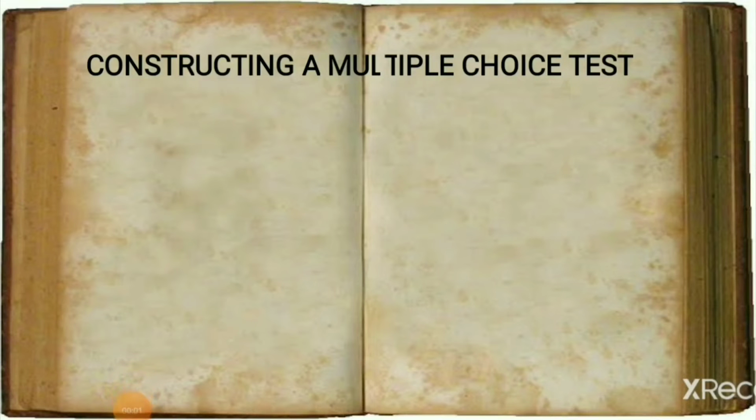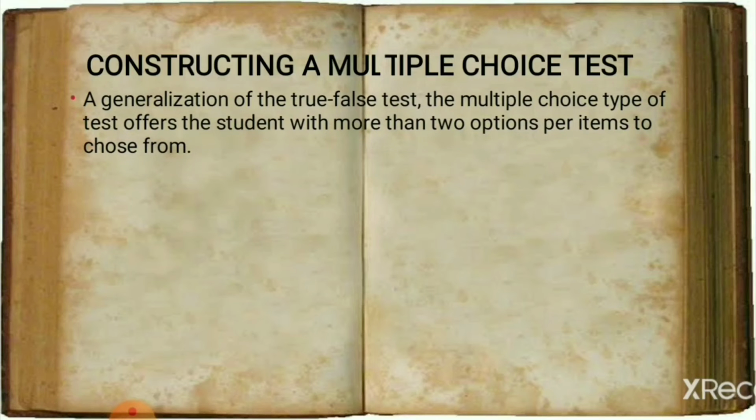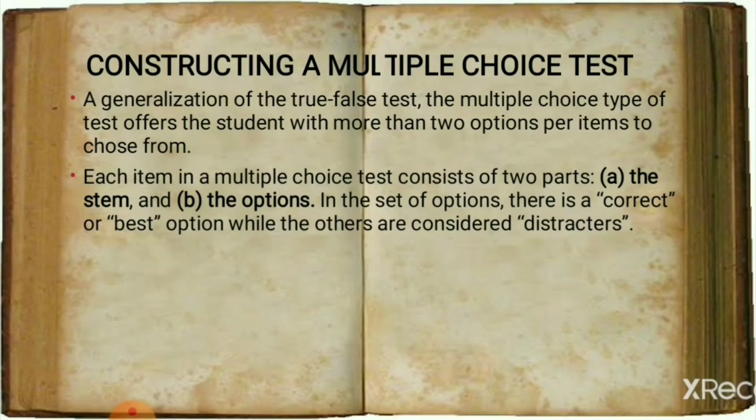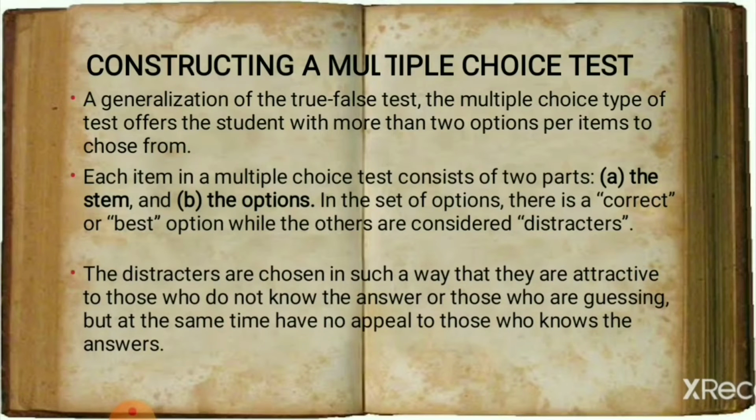Constructing a multiple choice test. First, a generalization of the true-false test, the multiple choice type of test offers the student more than two options per item to choose from. Each item in a multiple choice test consists of two parts, the stem and the options. In the set of options, there is a correct or best option, while the others are considered distractors.